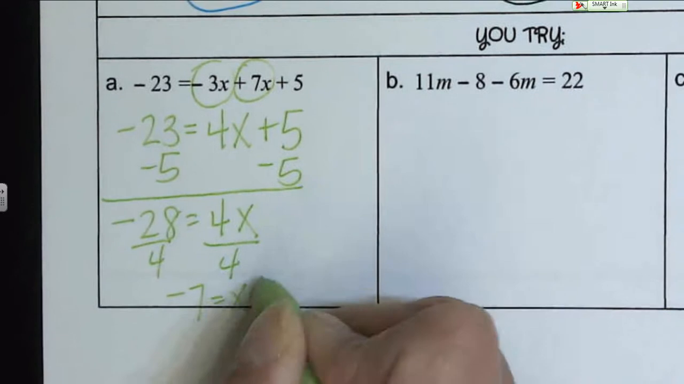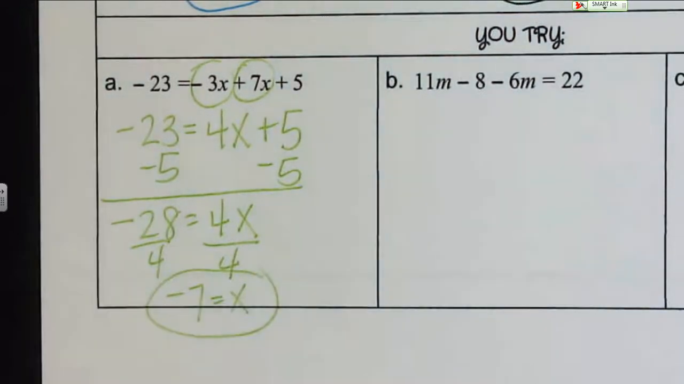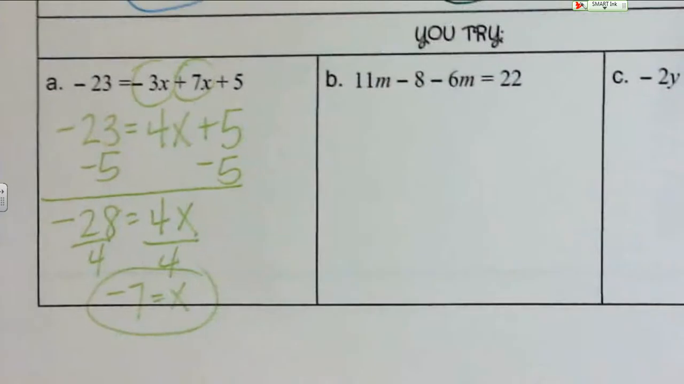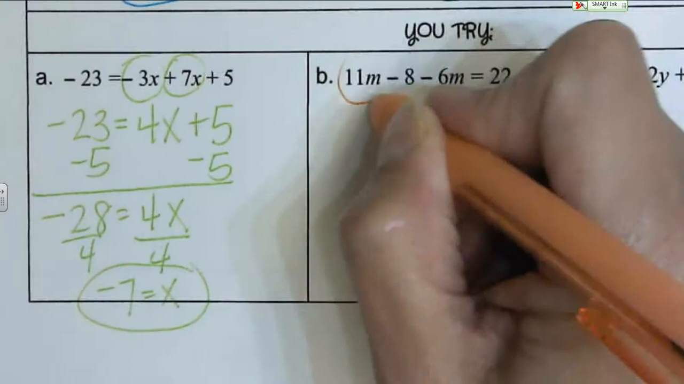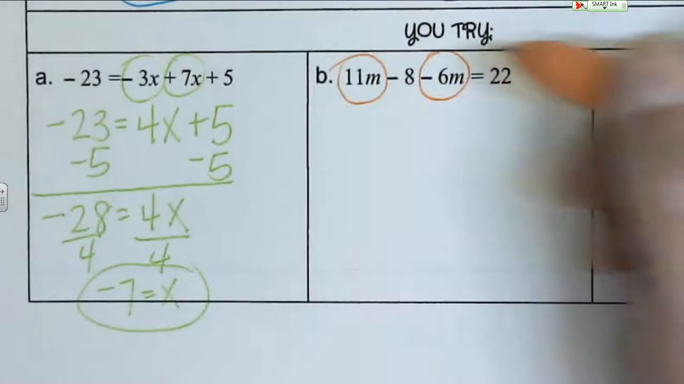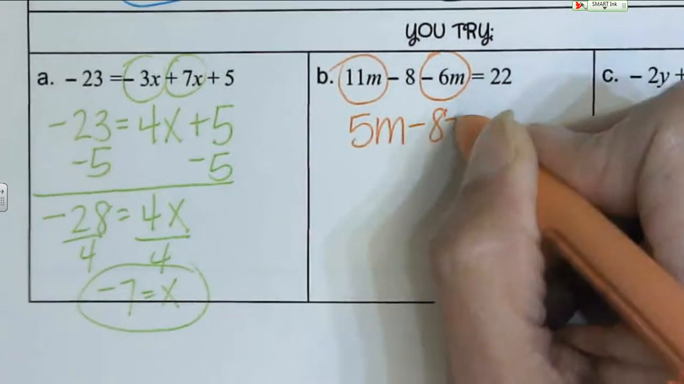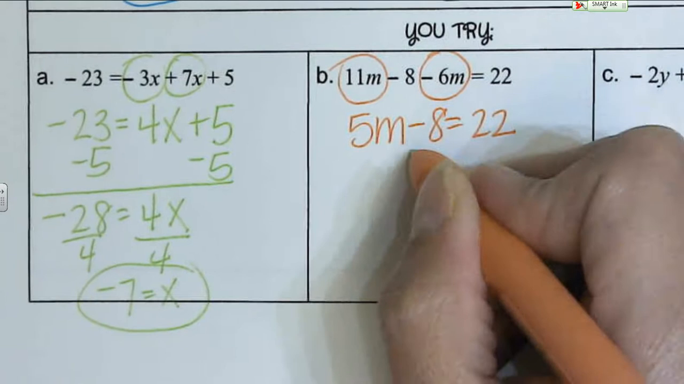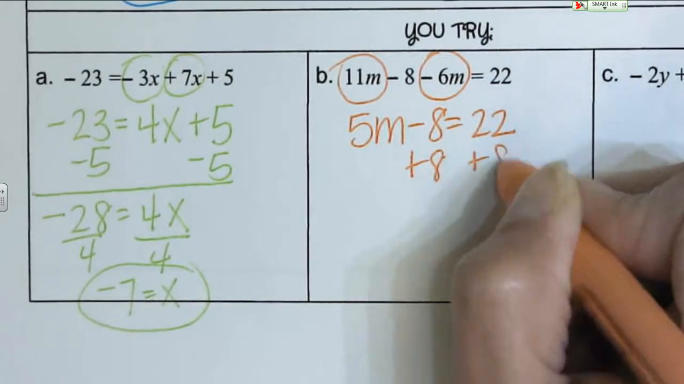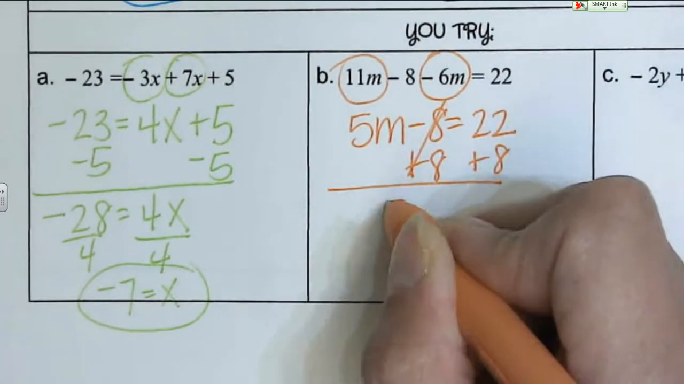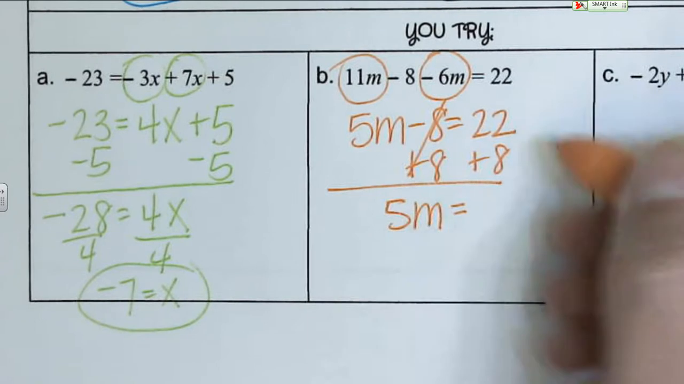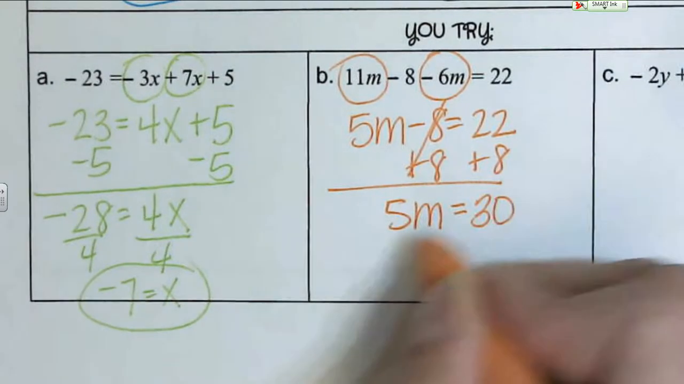Letter B. We have 11m and negative 6m. 11 minus 6 is 5m. Minus 8 is equal to 22. Add 8 to both sides. 5m is equal to 30. Divide both sides by 5, and m is equal to 6.